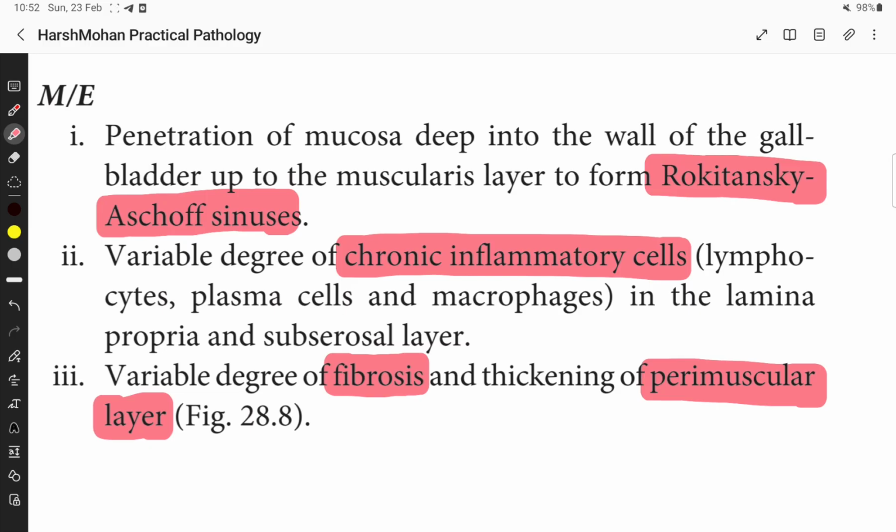Rokitansky-Aschoff sinus, that is the penetration of the mucosa deep into the muscularis layer. There is presence of a variable degree of chronic inflammatory cells in the lamina propria and the subserosal layer, and a variable degree of fibrosis and thickening of the perimuscular layer.